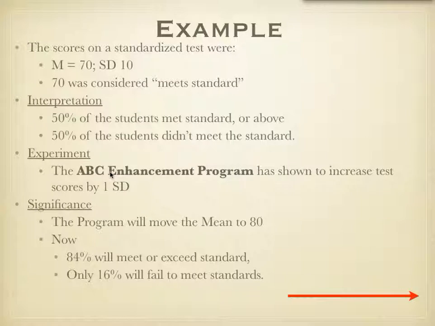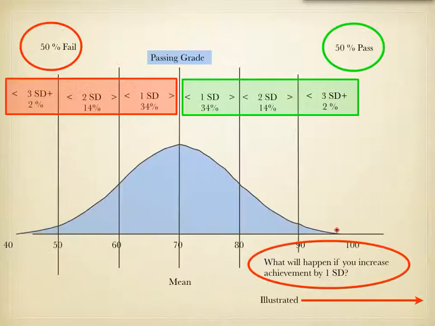Then along comes this program that we heard about, the ABC Enhancement Program, and it's been shown in a number of studies to increase test scores by one standard deviation. That will mean that now instead of the average student or this class average or group average being 70, it's now going to be 80. And that will mean, and we'll demonstrate this in a second, that now 84% of the people will meet or exceed the standard, and only 16% will fail to meet that. So let's see how that works.